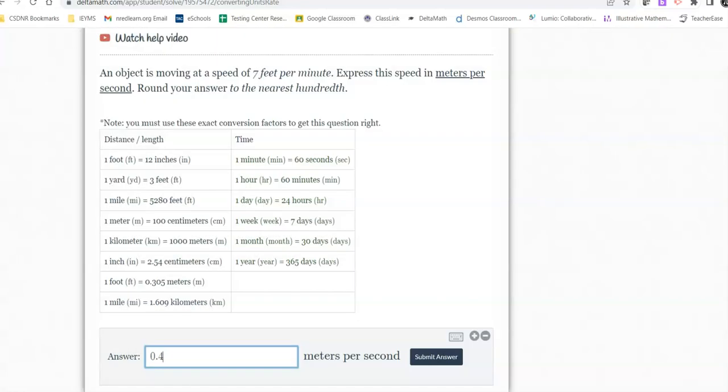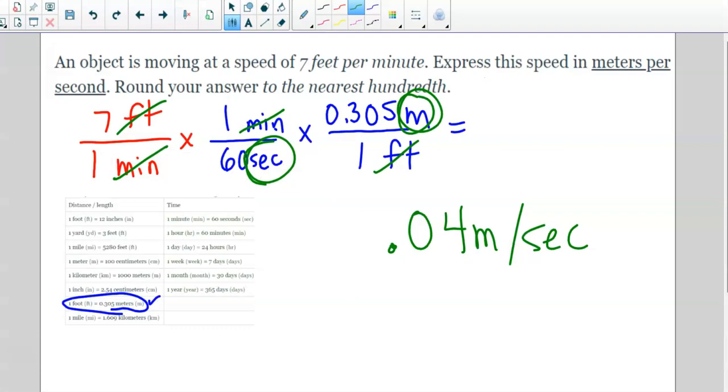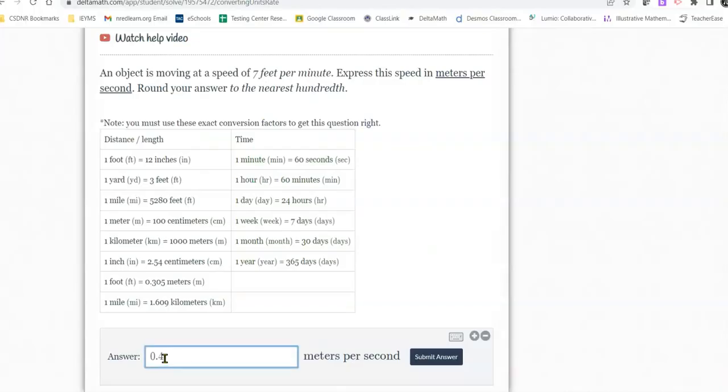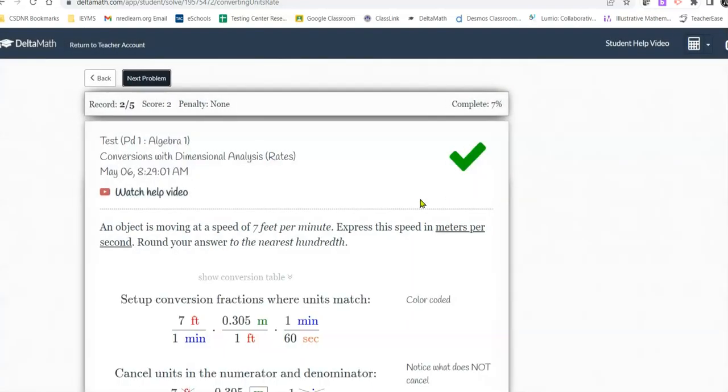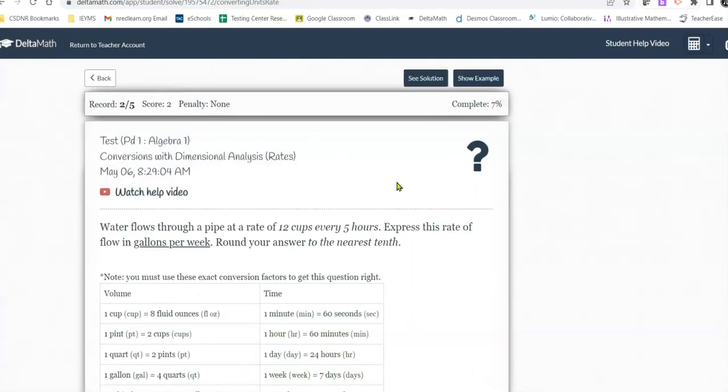No, I messed up. It's 0.04. Yikes. Almost got that wrong. 0.04. Phew. Alright, one more maybe.